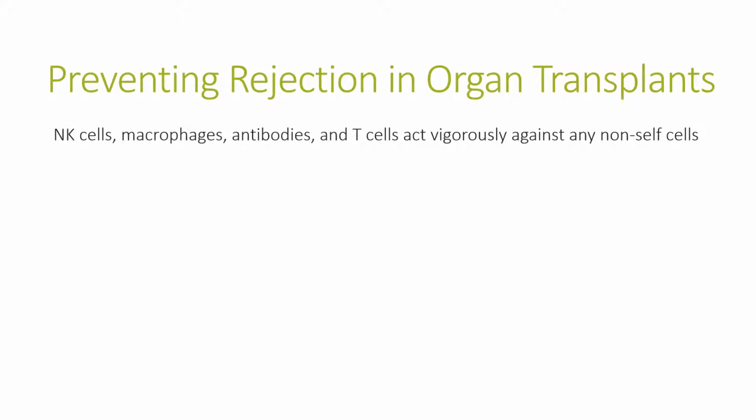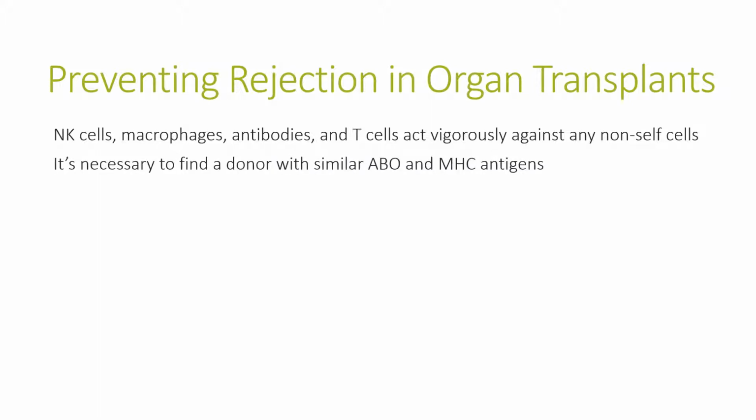Natural killer cells, macrophages, antibodies, and T cells all act vigorously against any kind of non-self cell, anything that is showing an antigen that does not belong to the body. If we're trying to do an organ transplant or a tissue transplant, it's necessary to find a donor with a similar ABO blood group, as well as similar MHC antigens.